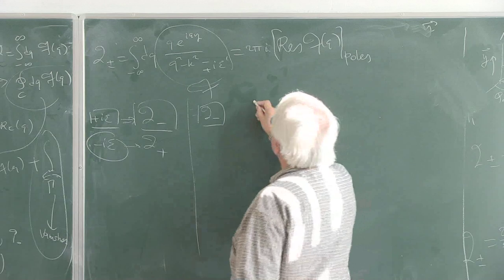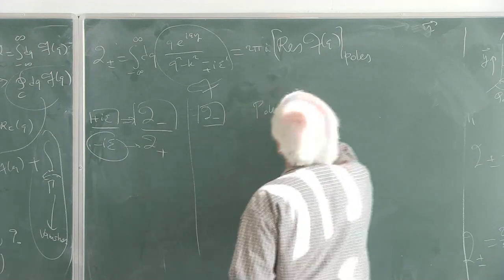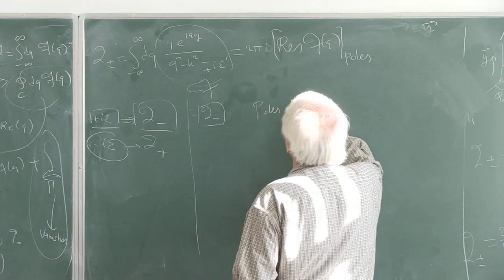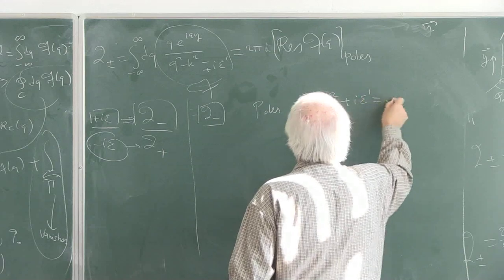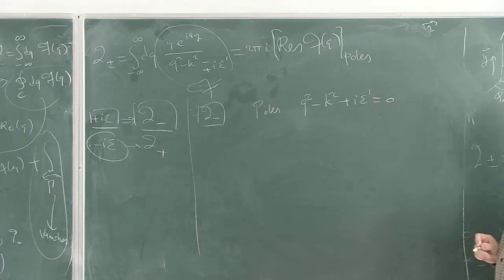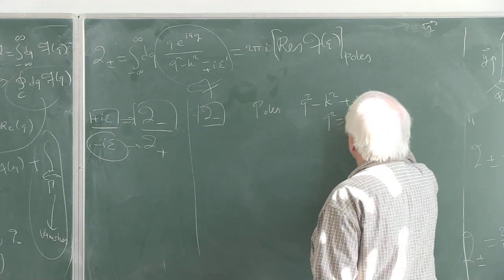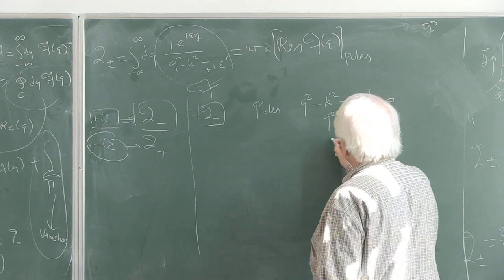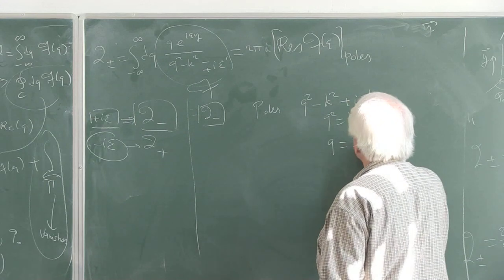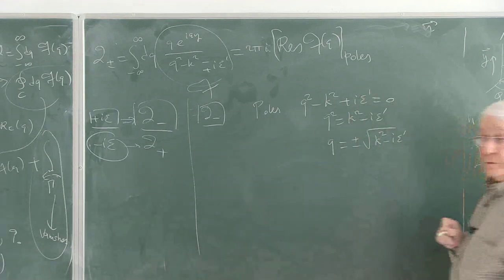So what are the poles? Poles are q squared minus k squared plus i epsilon prime equals zero. So q squared is k squared minus i epsilon prime. Q is plus or minus the square root of k squared minus i epsilon prime.